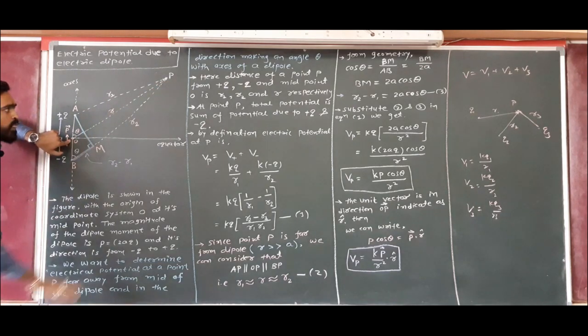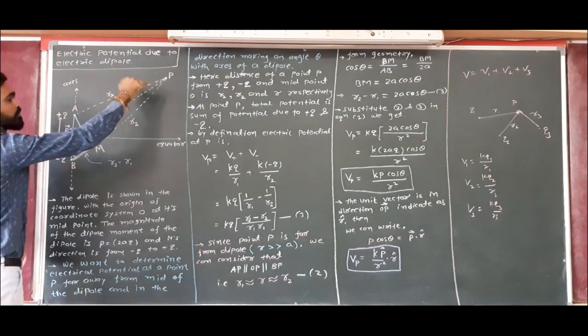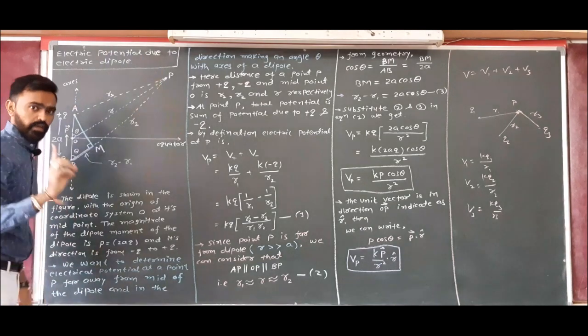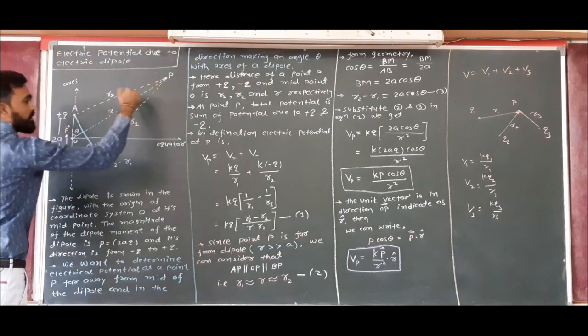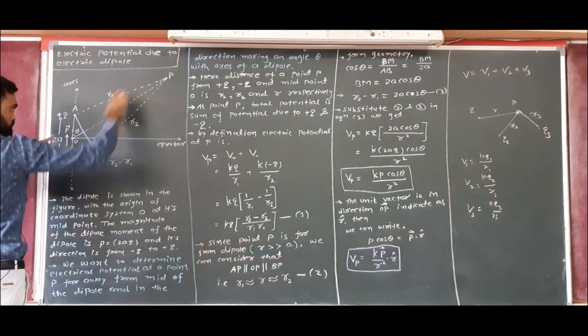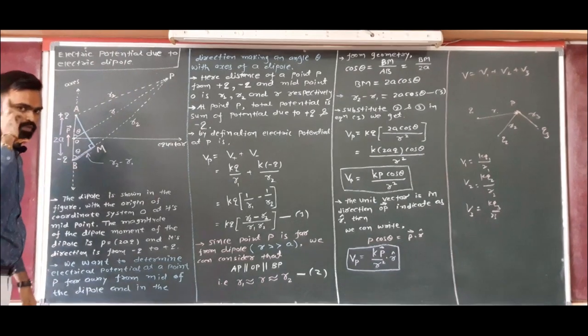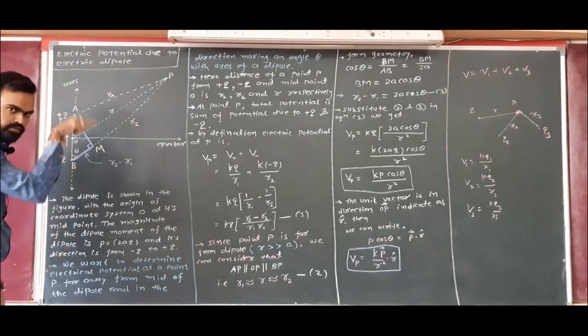This P is not close to the dipole. We consider that this P is at a larger distance. That means this distance is much greater than the length of the dipole. Fix this in your mind first to understand this concept.